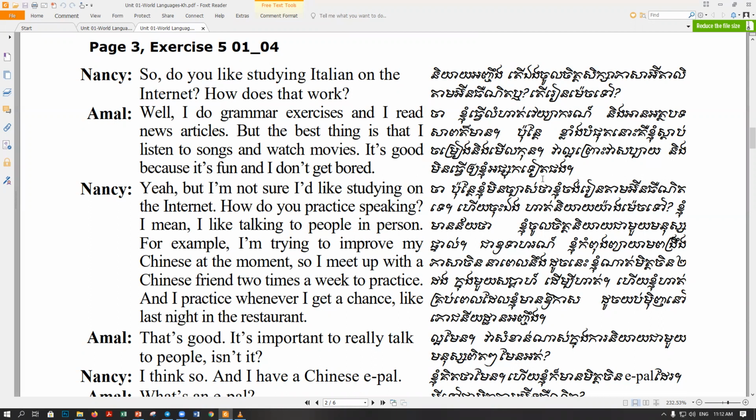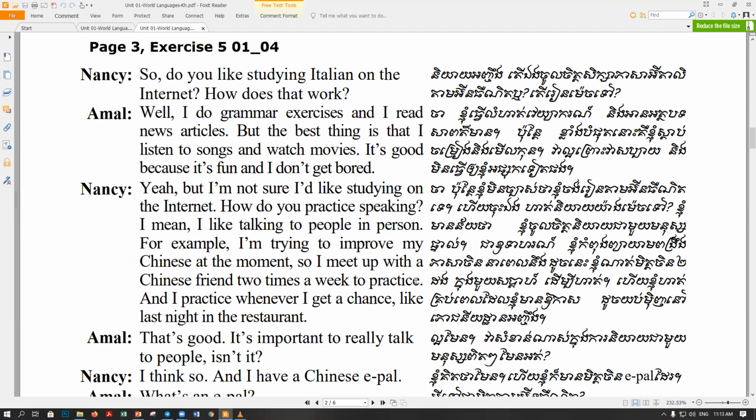It's good because it's fun and I don't get bored. Yeah, but I'm not sure I'd like studying on the internet. How do you practice speaking? I mean, I like talking to people in person. For example, I'm trying to improve my Chinese at the moment, so I meet up with a Chinese friend 2 times a week to practice. And I practice whenever I get a chance, like last night in the restaurant.